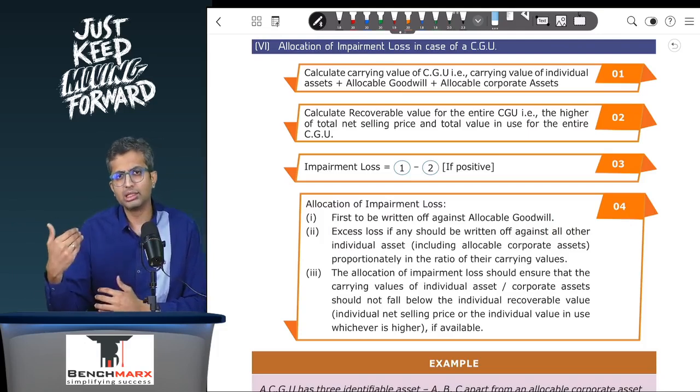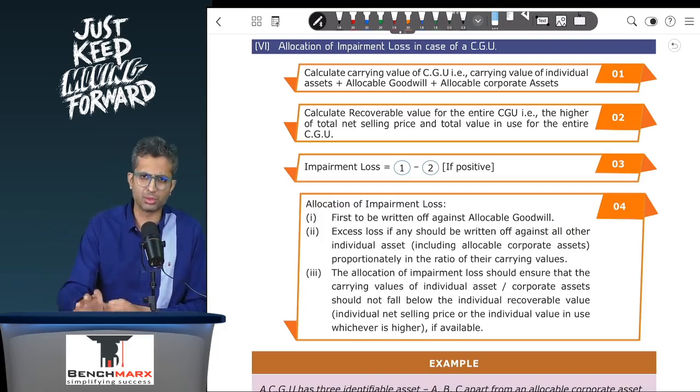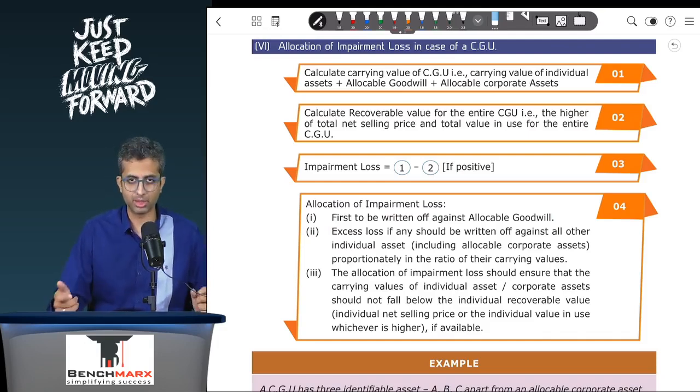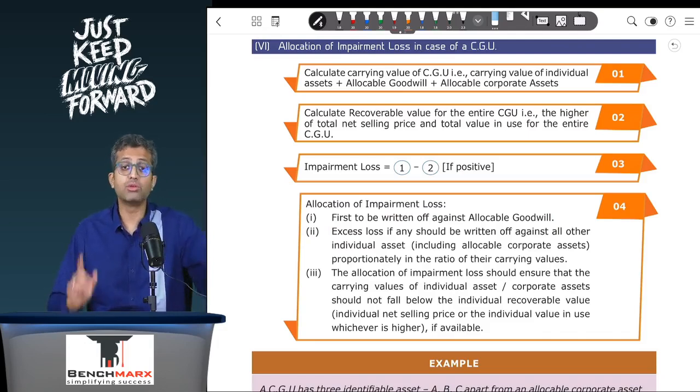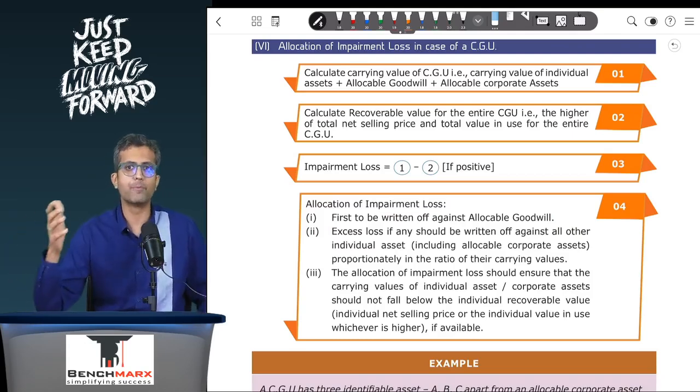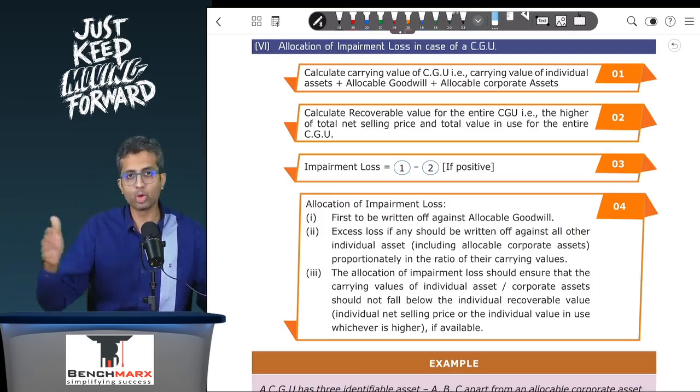Again, the comparison over here will be with the recoverable value, which is determined in the same way, and the difference will give you impairment. This impairment will first be attributable to goodwill, and excess, if any, will be attributable to all other eligible assets, including eligible corporate assets pro rata.